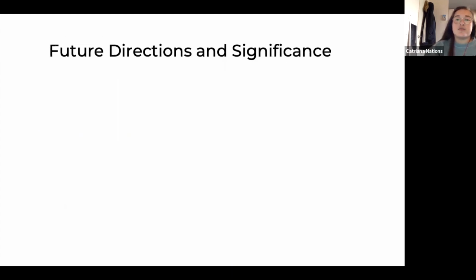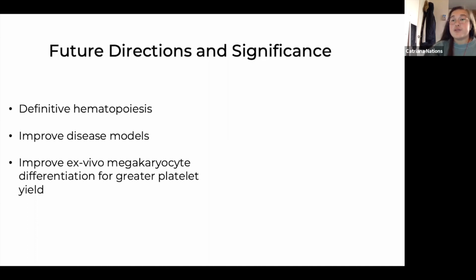And so there are also a number of future directions and areas for significance for this project. So for one, as more definitive fetal or adult-like hematopoietic differentiation protocols are optimized and developed, it'd be interesting to repeat these experiments to determine if these changes are conserved in a more mature or more adult-like population, or if they change due to developmental timing. And in doing these experiments, it will help us to improve more disease models in order to understand how different diseases where the cause of thrombocytopenia is unknown may be due to changes in alternative splicing of MEG-specific genes.